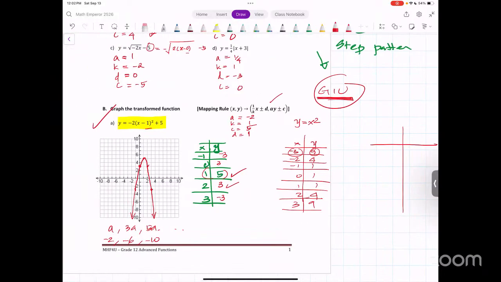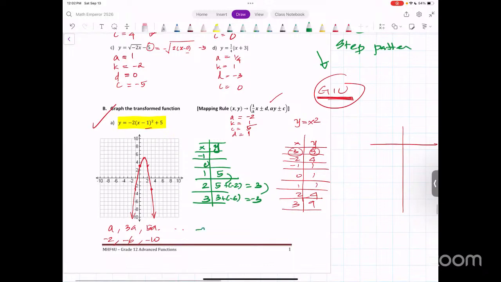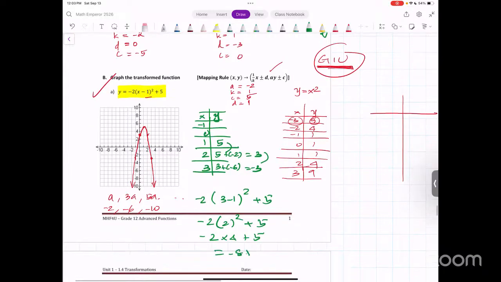Oh, I made an algebraic mistake here. Let me see what I did to my points. Definitely some algebraic mistake here. Let's fix this first. 5 plus -2 is going to be 3. 3 plus -6 is going to be -3. That's correct. Let me double check something here. -2 times (3 minus 1) whole thing squared plus 5. -2 times 2 squared plus 5. -2 times 4 plus 5, -8 plus 5 is -3. That's correct. So why is my mapping notation not giving that?